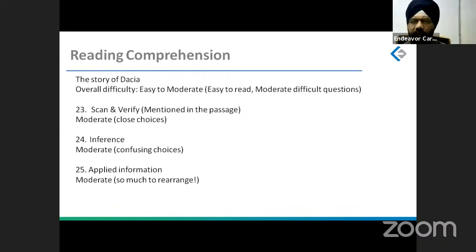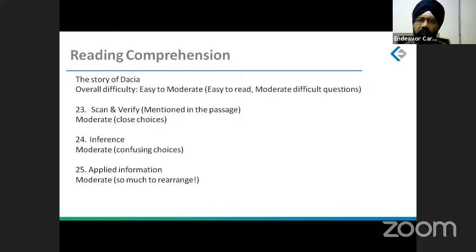Mentioned the passage was not so difficult, not so easy also, because as I said, the placement of the passage is such that by the time you reach the passage, if you have not managed your time well, or if you did not use selection skills, an easy question is going to appear moderate to you. Inference question, very confusing choices, and applied question, again so much to rearrange. So if you had taken the approach that I'm about to show, then 25 was not a difficult question.